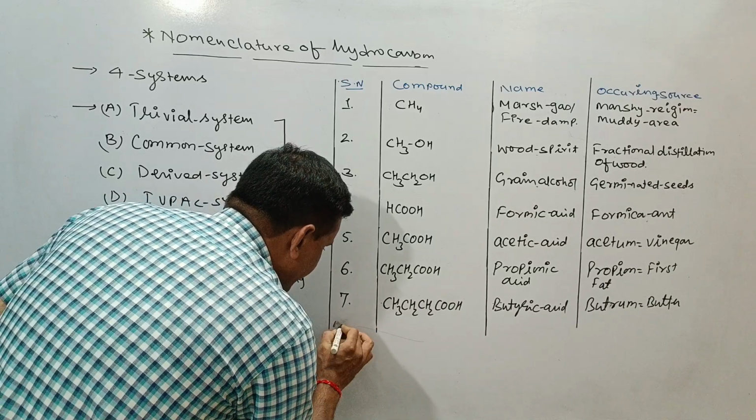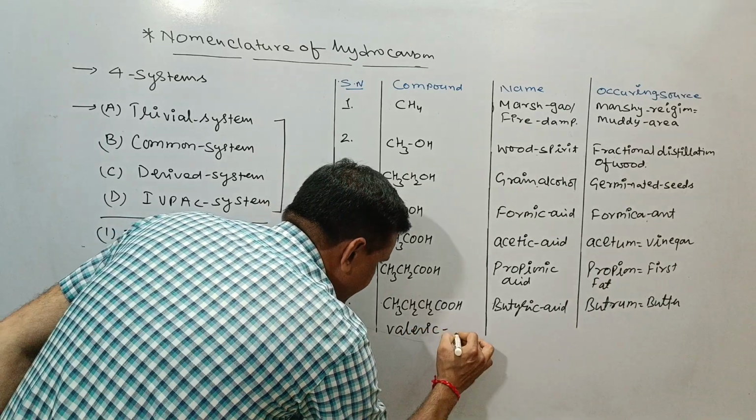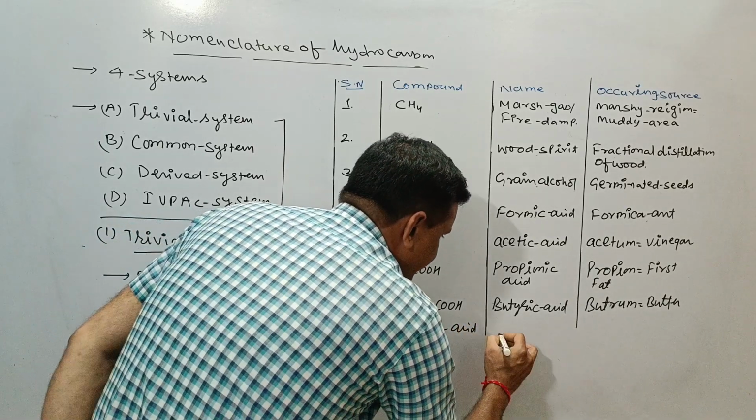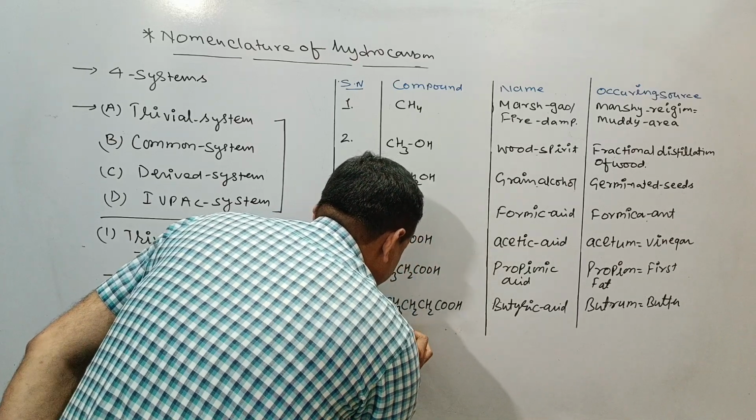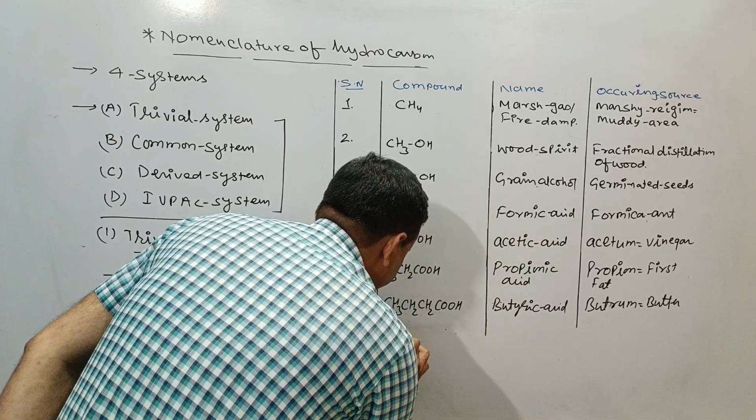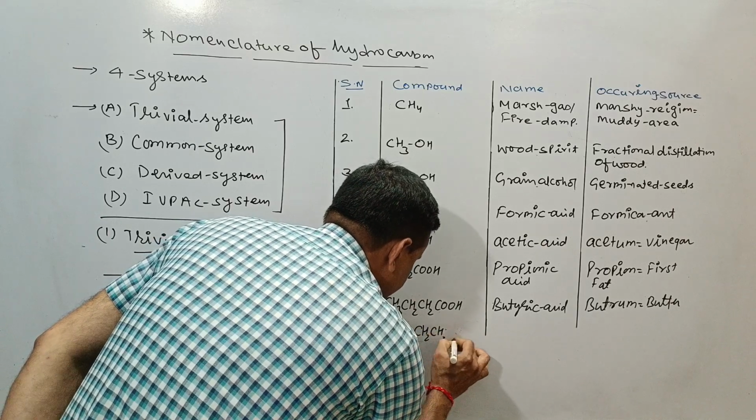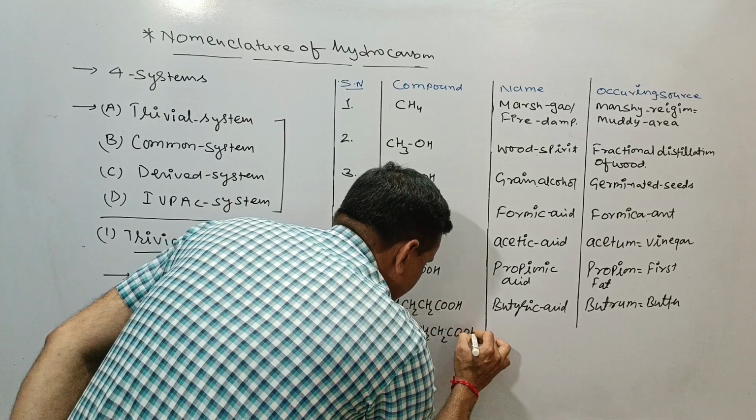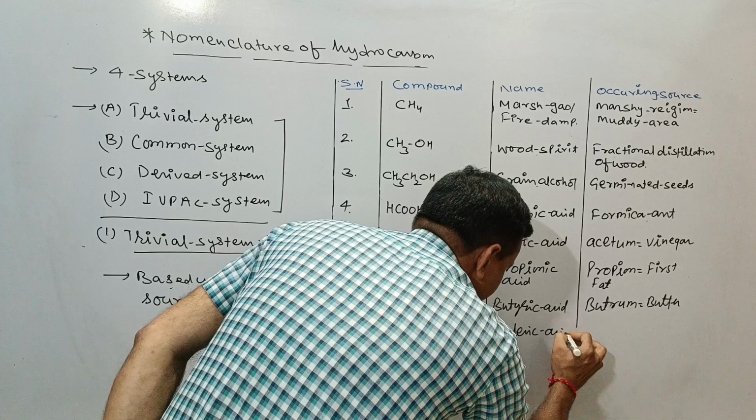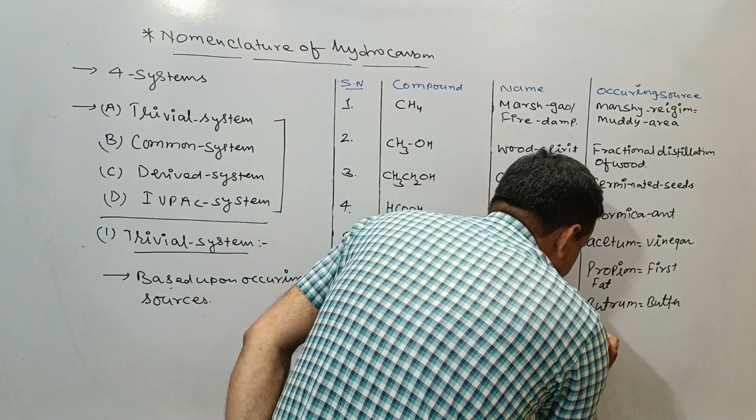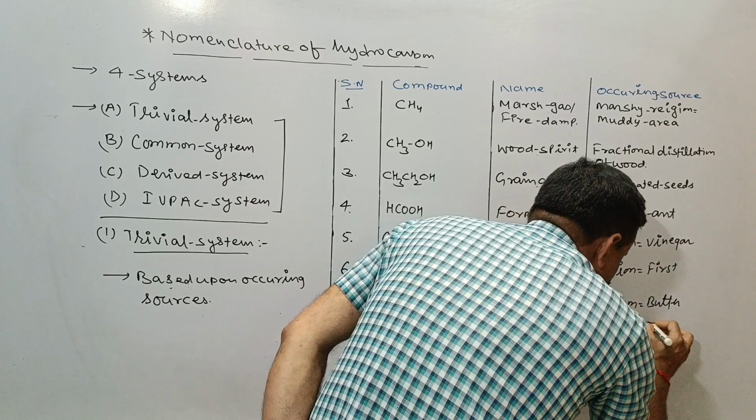Eighth is your valeric acid. Valeric acid, its structure has 5 carbons: CH3, CH2, CH2, CH2 and COOH. Valeric acid is obtained from the root of the valerian plant.